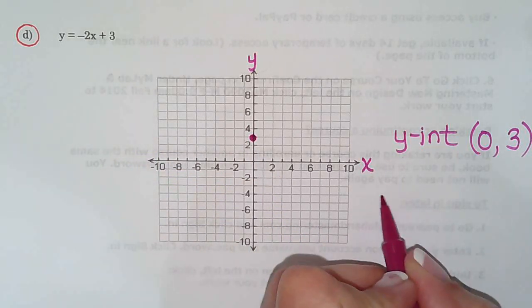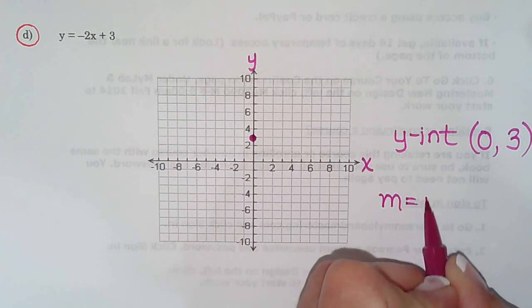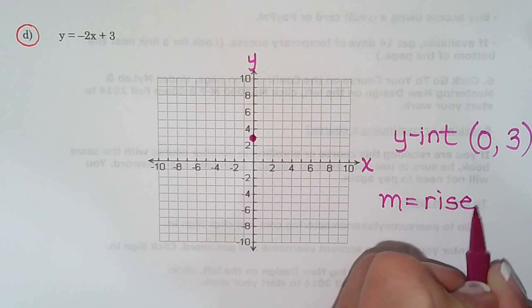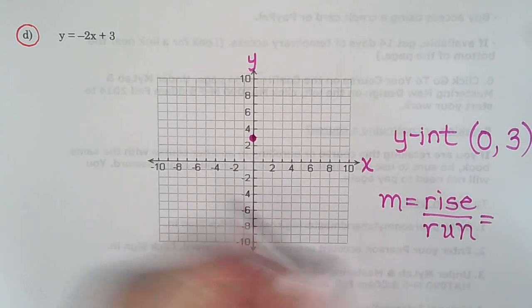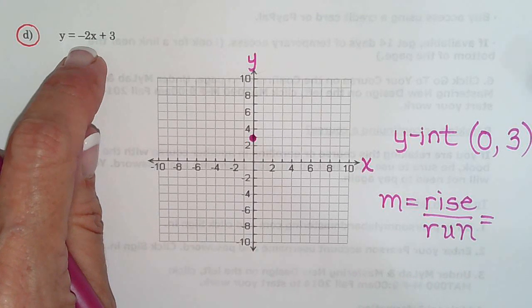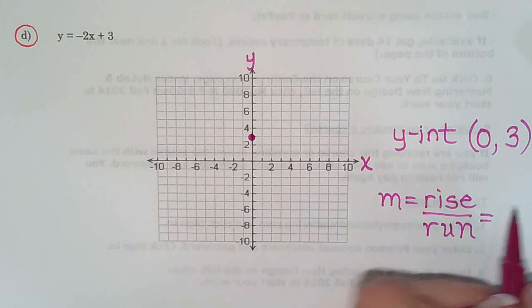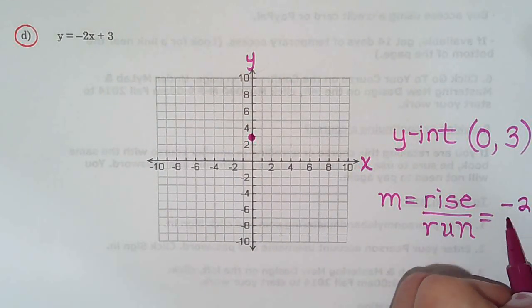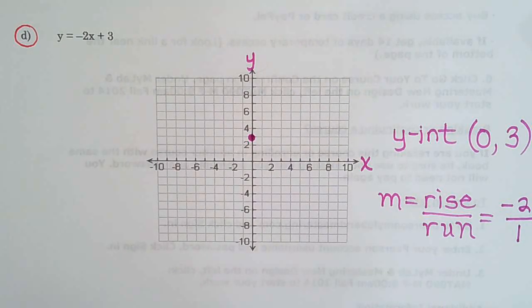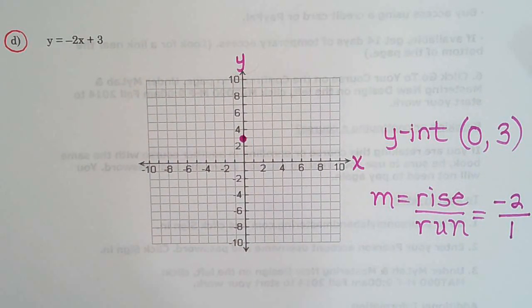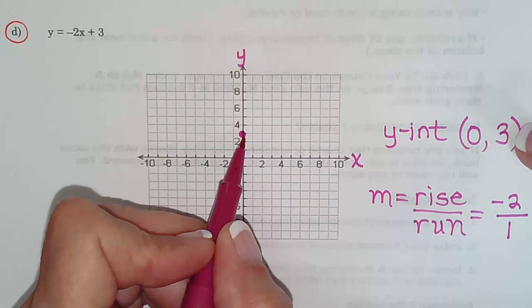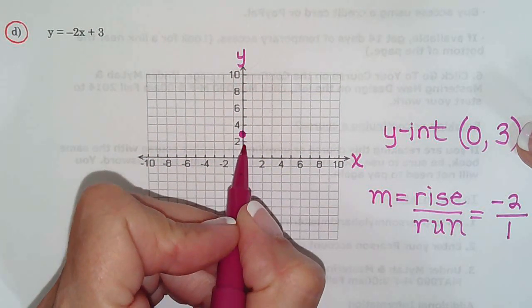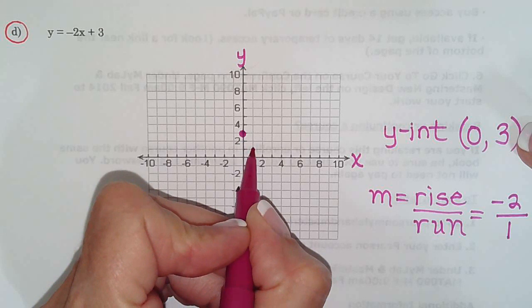My slope, which is rise over run on a graph, is what's in front of the x, and that'd be -2. And remember, I need a fraction, so I'm going to write it as -2 over 1. So that's all I need to graph my line. So from the point, the y-intercept, I go down 2 and run 1.